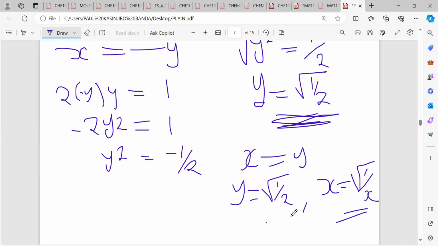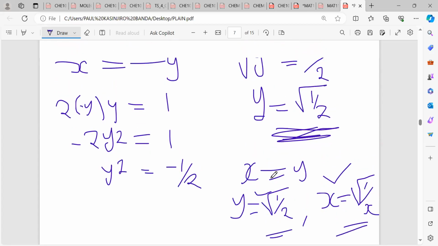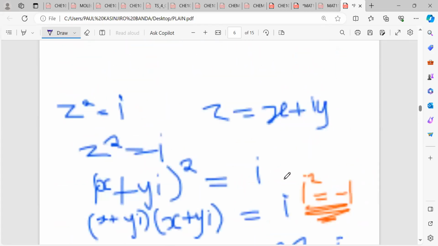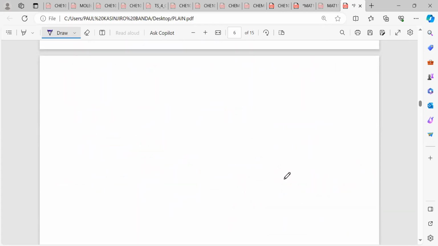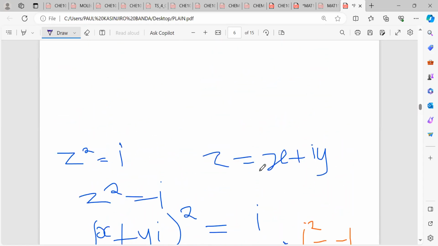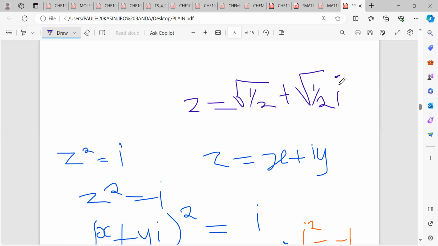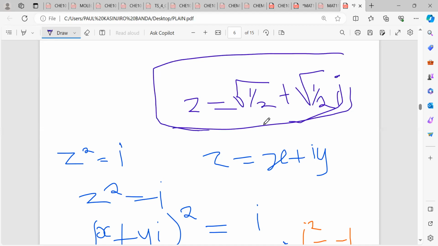So now that you have your answers as x there and y there, you can put them back in that equation that we had at the very beginning. Where is that equation? Okay, you can put them in this equation. So you can say that z is equal to, what was our x? It was the square root of 1 over 2, plus, what was our y? It was the square root of 1 over 2 again. Then this one has the i. So your z will be this.